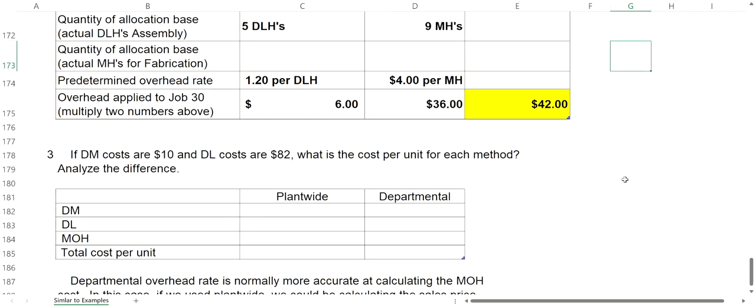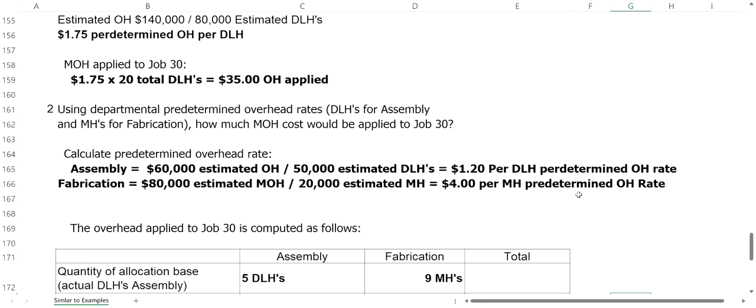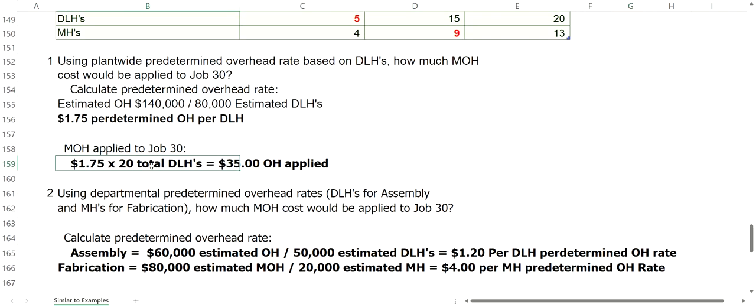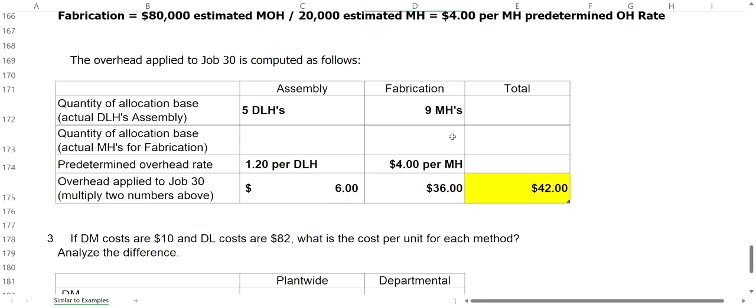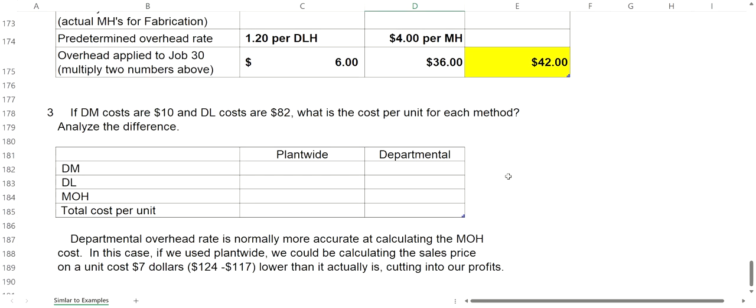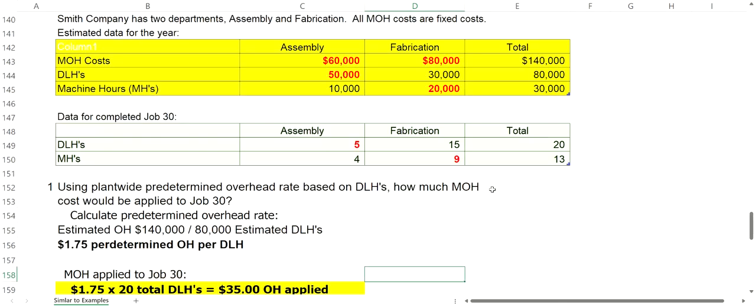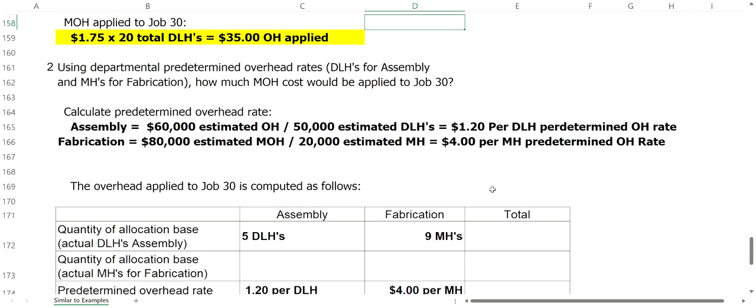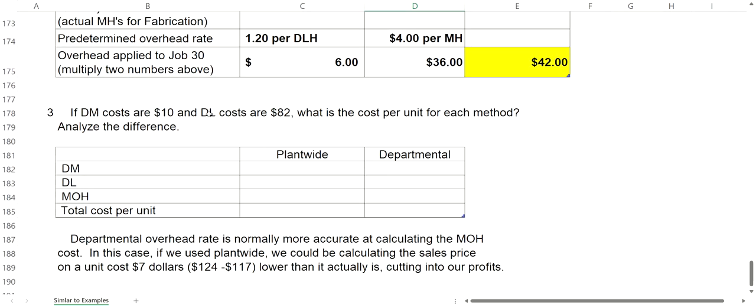Now, let's do a comparison of these two. Again, remember that $42 was just manufacturing overhead applied for the departmentalized. When I used plant-wide, I got manufacturing overhead applied of $35. So notice there is a difference there of $7. So let's compare plant-wide to departmental. First of all, the material and labor cost is going to be the same. That is not going to change. So assume that it gives here direct material cost is $10 and direct labor cost is $82. So it doesn't matter if it's departmental or plant-wide, it will be 10 and 82.